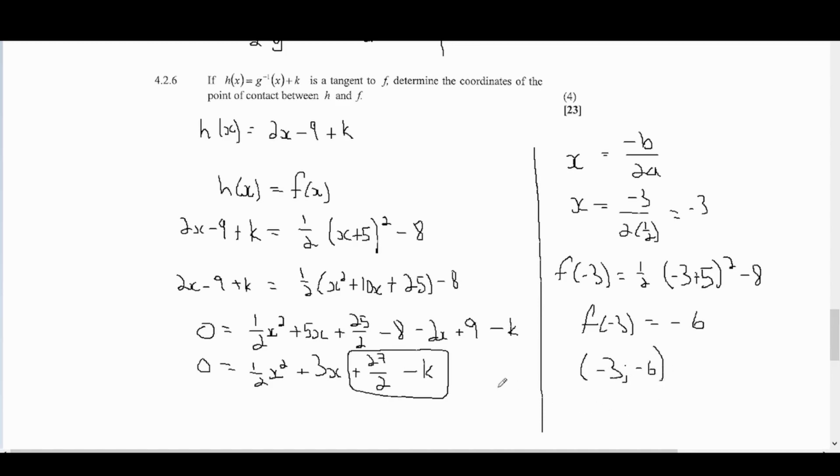Okay, that's a tricky 4 marks there. Yeah, this k really throws you off, but if you stick to what you know, you should be fine.